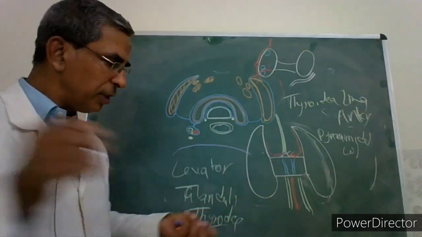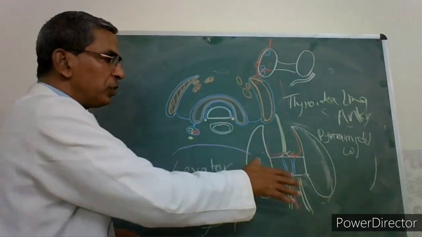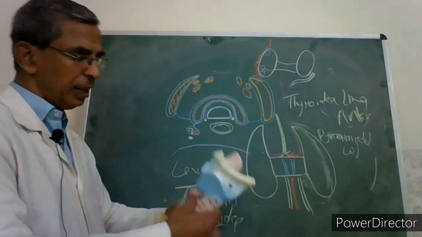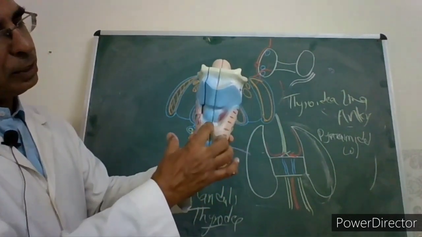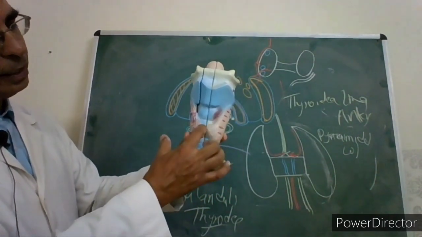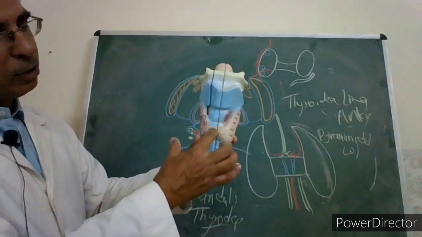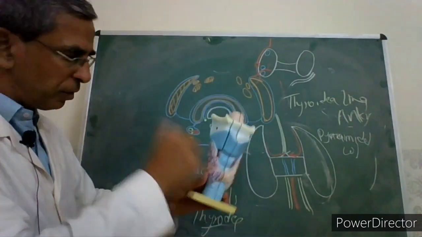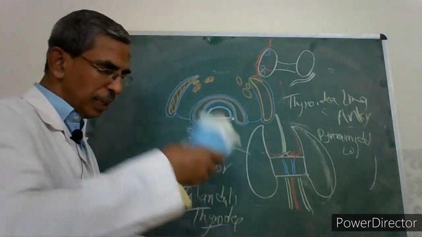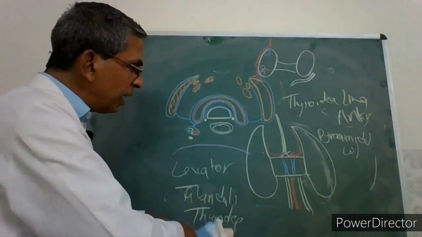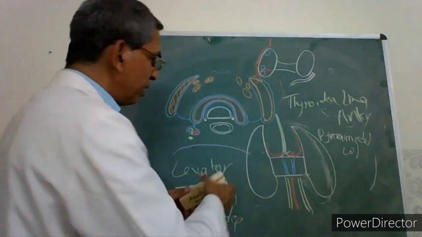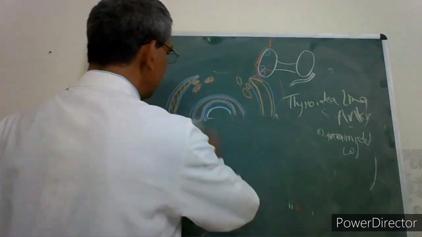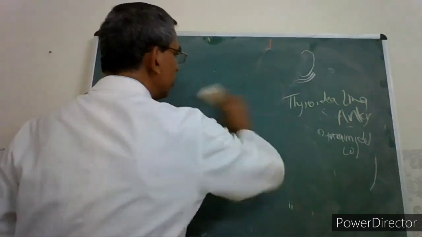Okay, so these are the structures on the anterior surface. What about the posterior surface? The posterior surface is in relation with the second, third and fourth tracheal rings here. Because this is the first tracheal ring, then the second, third and fourth. Clear? So these are the relations of the gland, the isthmus. Okay. Now, what about the arterial supply, venous drainage, lymphatic drainage, and the nerve supply?